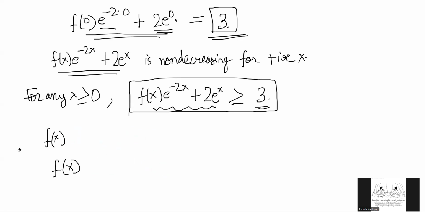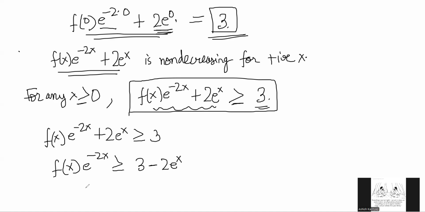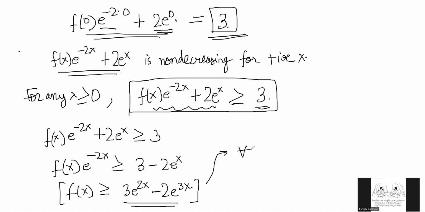So we are getting f of x e power minus 2x plus 2 e power x is greater than or equal to 3. So f of x e power minus 2x is greater than or equal to 3 minus 2 e power x, and f of x will be greater than or equal to, multiplying both sides by e power 2x, 3 e power 2x minus 2 e power 3x, right? So notice that we are getting this, and this is true for all x greater than or equal to 0, right?